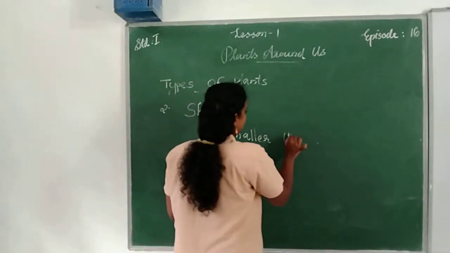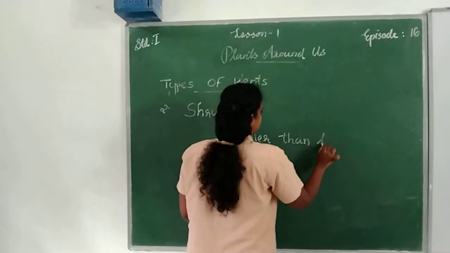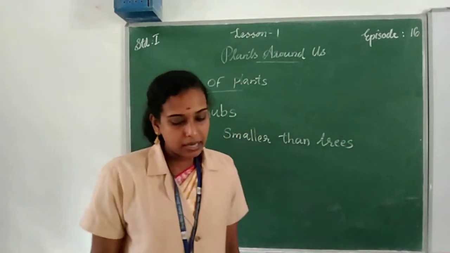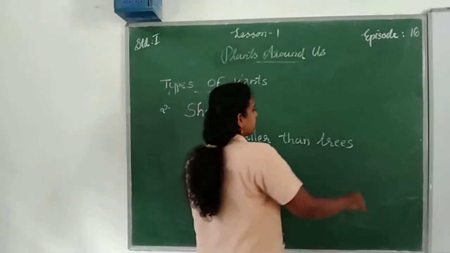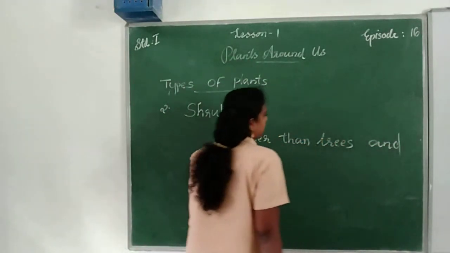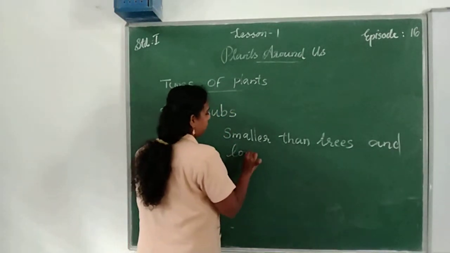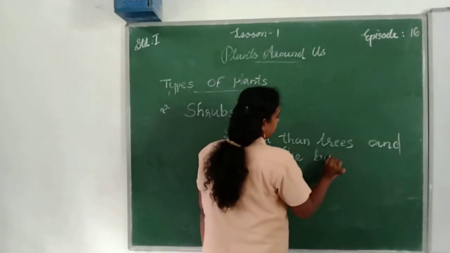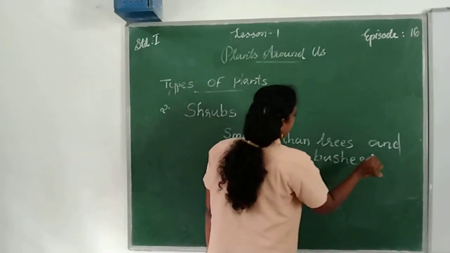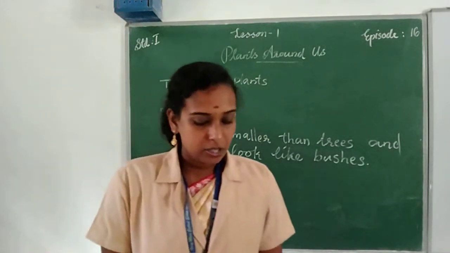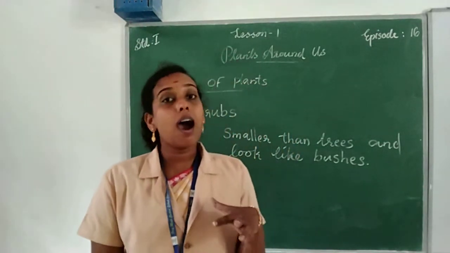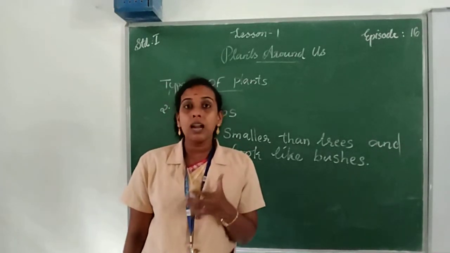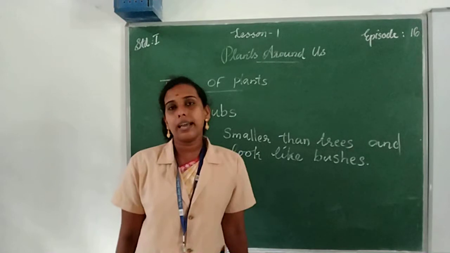Smaller, S-M-A-L-L-E-R, smaller than trees, T-R-E-E-S. Smaller than trees and look like, L-O-O-K, look like bushes, B-U-S-H-E-S. Look like bushes and they are called shrubs. Shrubs have many hard stems, and examples for shrubs are cotton plant, jasmine and rose.